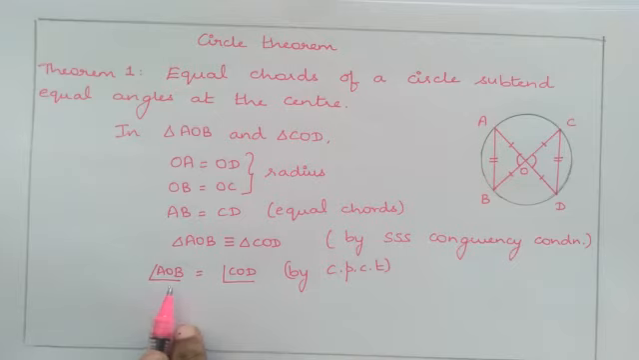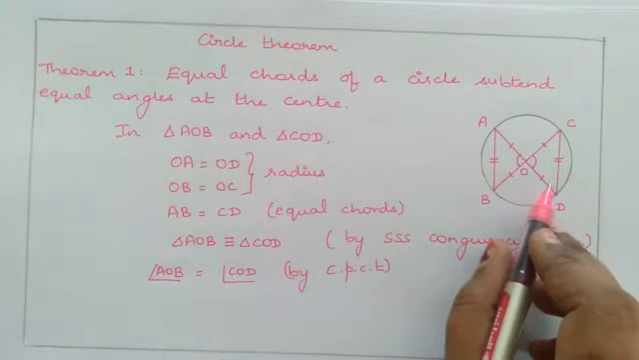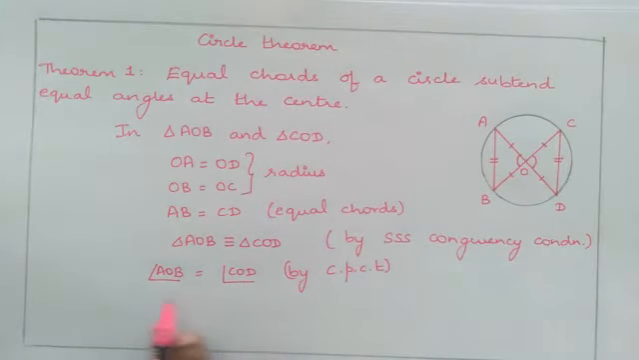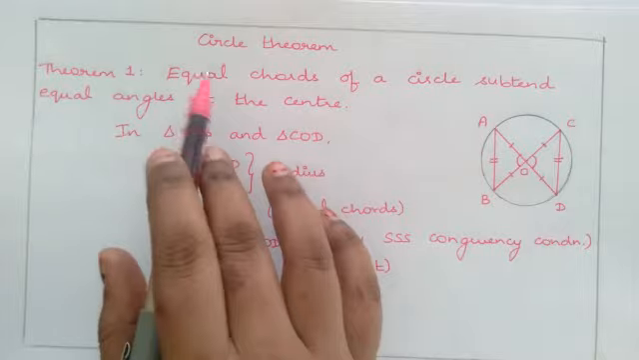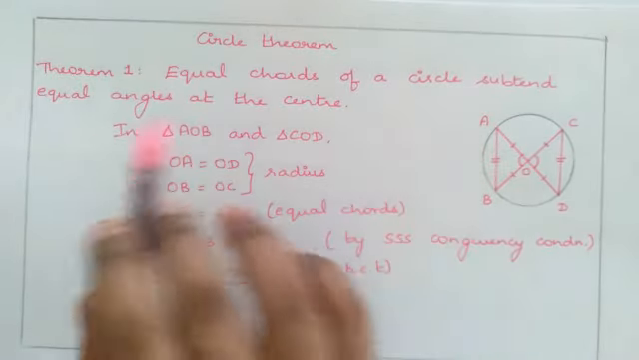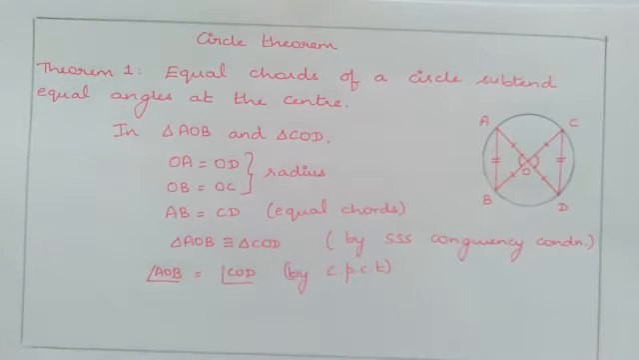What are the angles actually? Angle AOB is the angle made by the chord AB. COD is the angle made by the chord CD. So, the two angles are equal, which means equal chords of a circle subtend equal angles at the center. That's it.